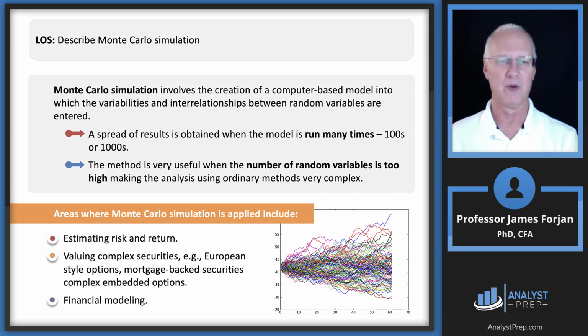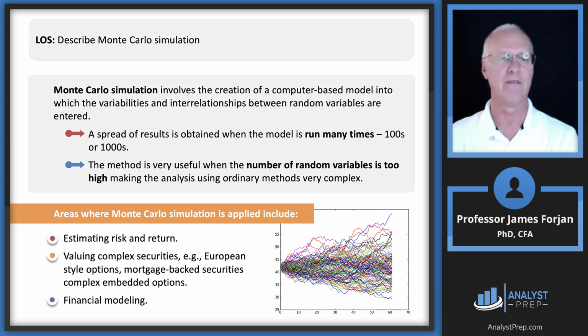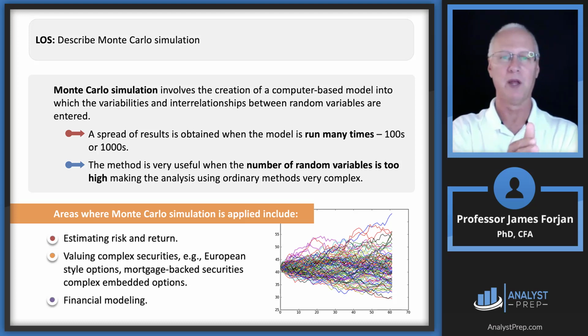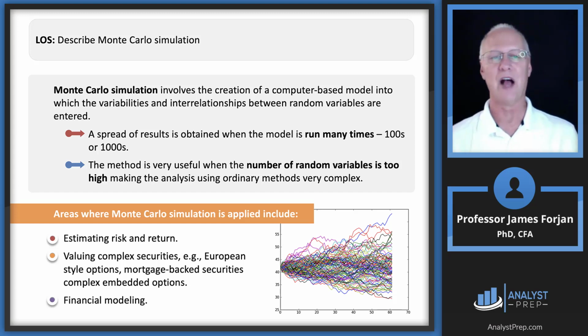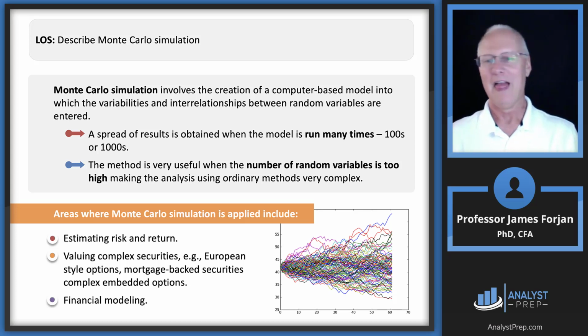Look at the second arrow point. Very useful when the number of random variables is too high. So you can't do an interest rate tree. You can't use your time value of money buttons. You can't even use Excel. It's very complex. So you have somebody who's way more technical and smarter than I am put together an algorithm which will change each variable and then recompute a price. Change it again, recompute a price. Change it, change it, change it. Do this 1,000 times. So Monte Carlo: estimating risk and return, valuing complex securities like a structured note, and financial modeling.